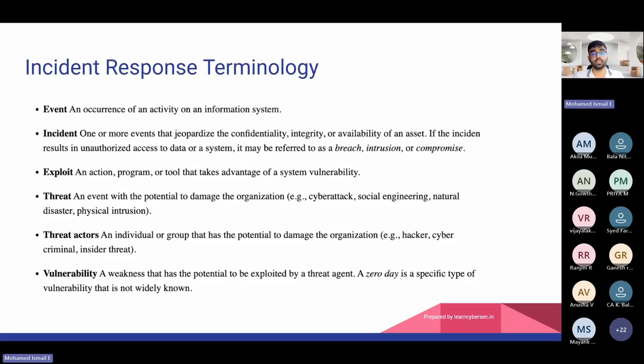So there is an exploit. Now there is a threat. This threat is an event with potential to damage the organization. It could be a cyber attack, social engineering, natural disaster, or physical intrusion. In this example, it is a cyber attack. The user took an event that potentially damages the organization, because without the database we cannot perform the organizational function, right?